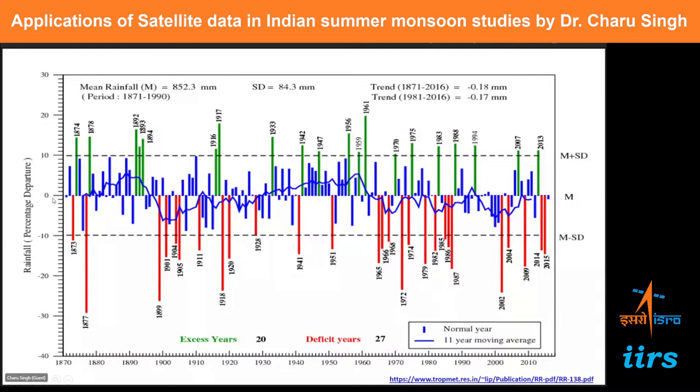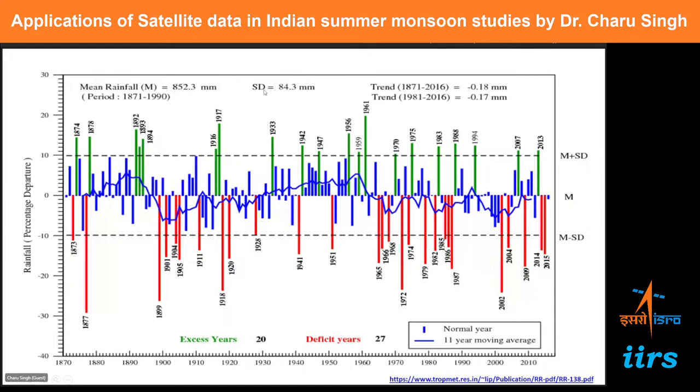Anomaly is nothing but the departure from the long-term mean. Here the base period is taken as 1871 to 1990. Based on this period, the mean monsoon rainfall is approximately 852.3 millimeter. So during the 4-month season, the Indian region witnessed this much rainfall. The standard deviation of the rainfall during this season climatologically is about 84.3 millimeter.